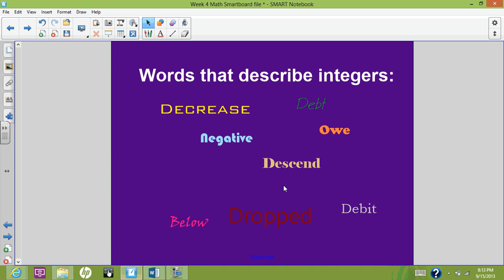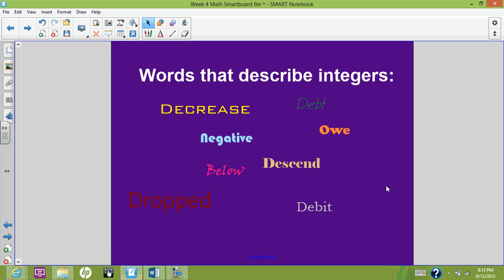Descend, you'll see that a lot with word problems. The scuba diver started at 10 feet below, oh, there's below sea level, and then descended another 50 feet. Dropped is a good one. Debit, when you're looking at bank kind of situations, credits and debits. Debits are where you take money out or you put a negative charge on your account. So write these words down, circle them, color them in. They're important. When you see words like this, you need to think integers.